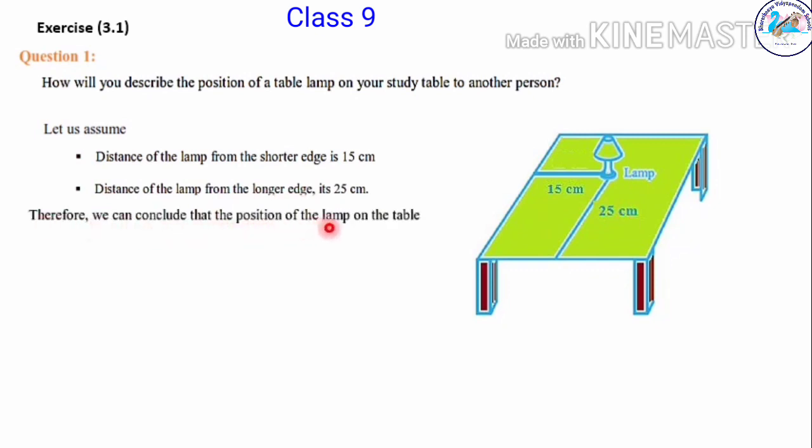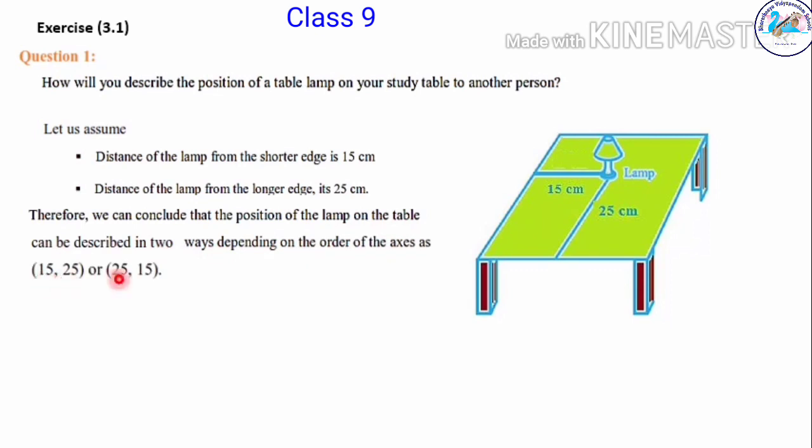Therefore, we can conclude that the position of the lamp on the table can be described in two ways depending on the order of the axis as 15-25 or 25-15. So these are the positions. 15-25 we can represent, or 25-15 also you can use to describe the position. For example, if you take 15 first, means this axis, this is the horizontal axis. If you take the horizontal axis first, then we can write 15 and 25. Vertical axis you can take second, 25. Then if you want to take the vertical axis first, then 25, 15. Both ways of representation are correct.